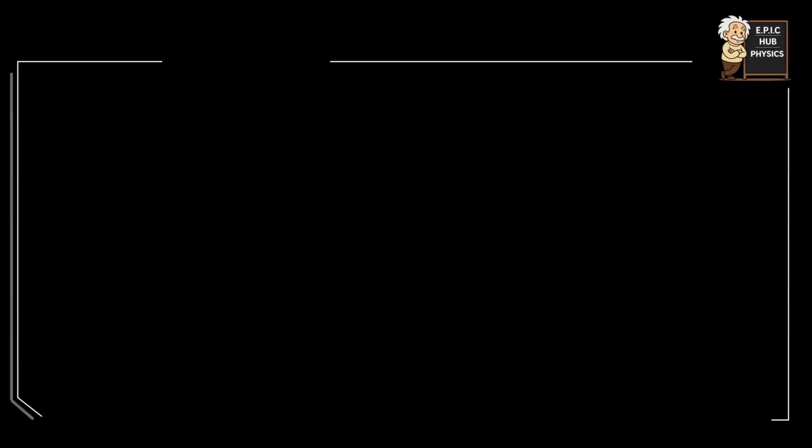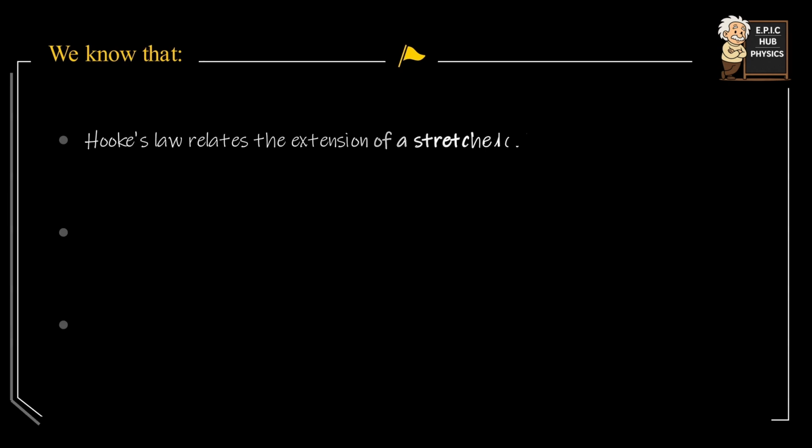This question tests our understanding of Hooke's law and how springs behave when they are connected in parallel. So let's begin by recalling what we already know. Hooke's law tells us that the force applied to a spring is proportional to its extension. This relationship is written as F equals K E, where F is the force applied, K is the spring constant, and E is the extension.